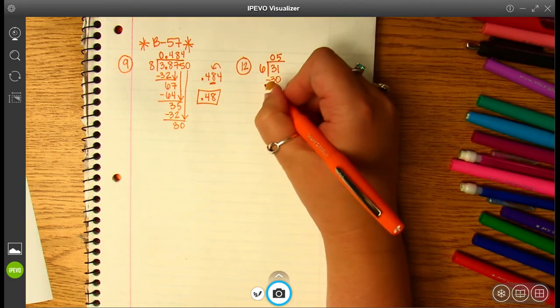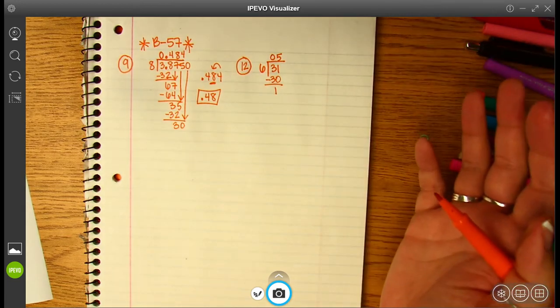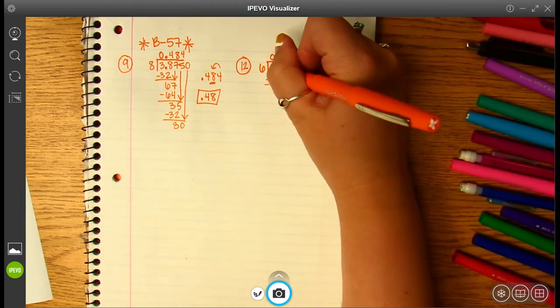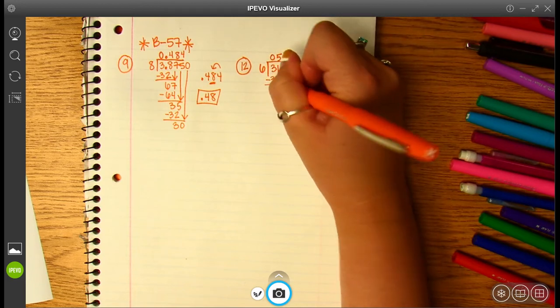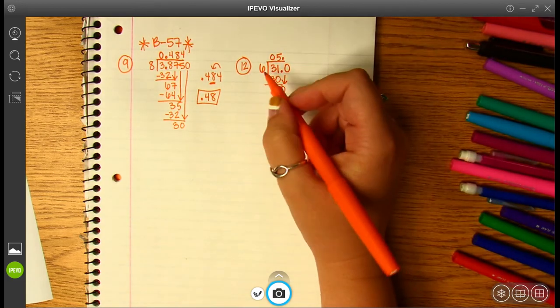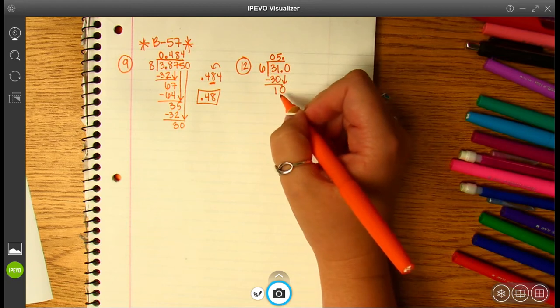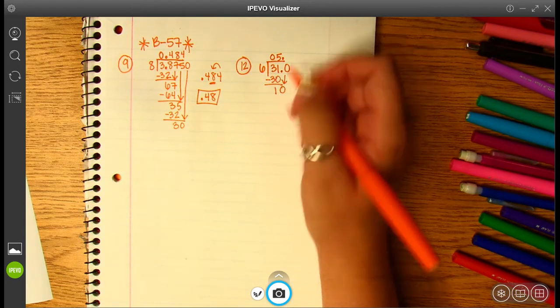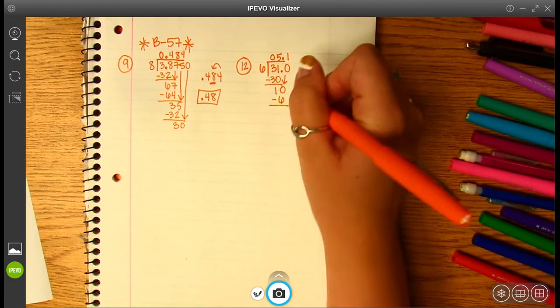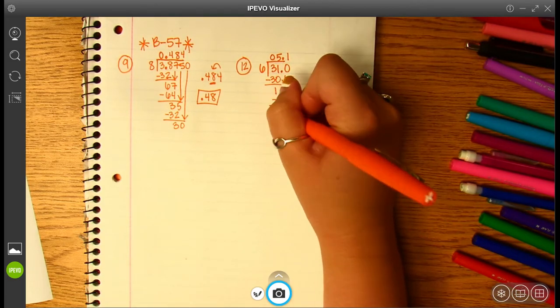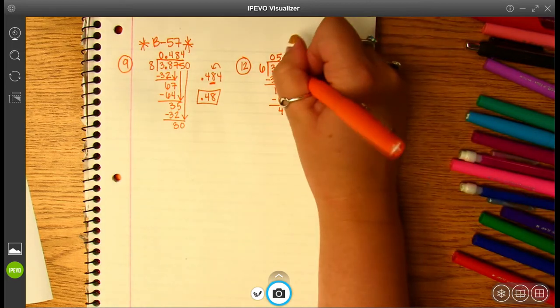When you subtract that, you get 1. And you're like, wait a minute, what happened? There's nothing else left. So add a decimal and a 0, and now I can keep going. Bring that 0 down. Now 6 goes into 10 how many times? Once, because 6 times 1 is 6. When you subtract that, you get 4.